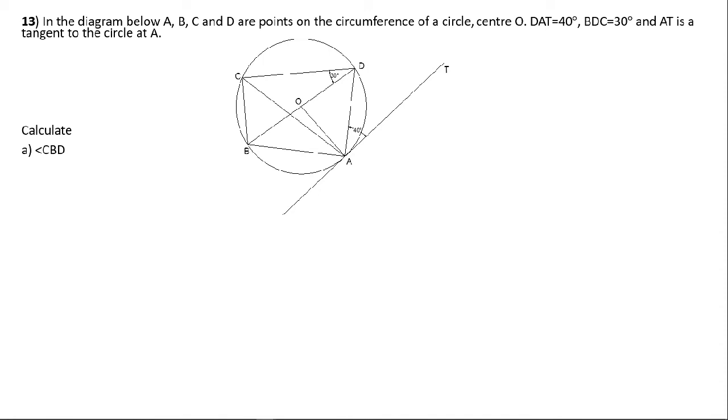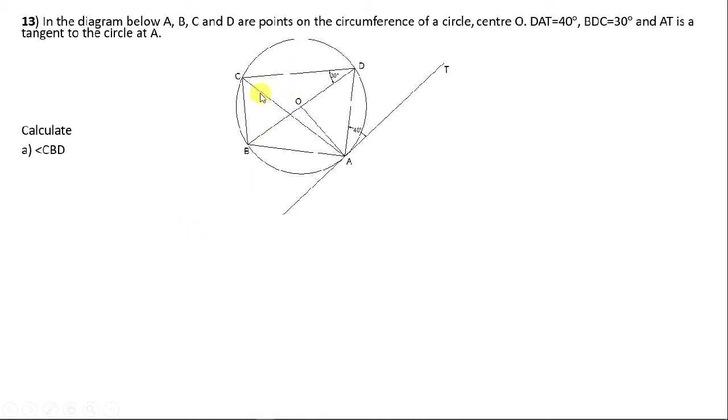Question 13 is saying, in the diagram below, A, B, C, and D are points on the circumference of the circle, center O. Angle DAT is equal to 40 degrees. Angle BDC is equal to 30 degrees. And AT is a tangent to the circle at A. The tangent is the line which touches the circle at one point. So we'll take it step by step. The question is saying, calculate angle CBD.